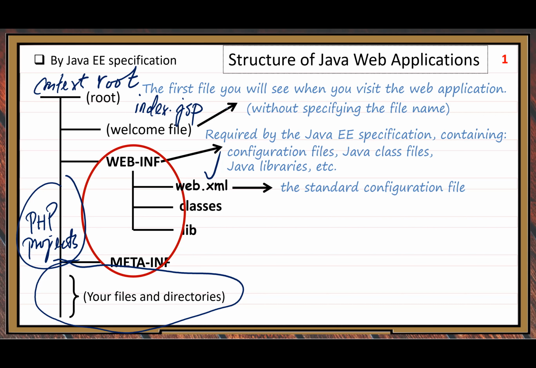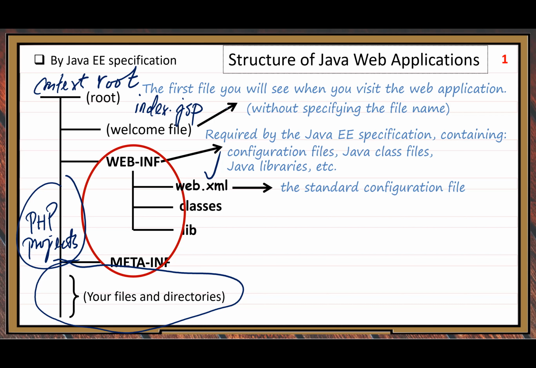A lot of the basic resources you can configure in this file. For example, the non-default welcome file; we can configure a non-default welcome file here. And later, when we use servlets, we can configure our servlets in this file. And then many other resources in this file, web.xml.